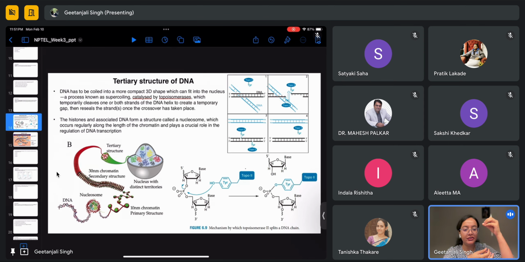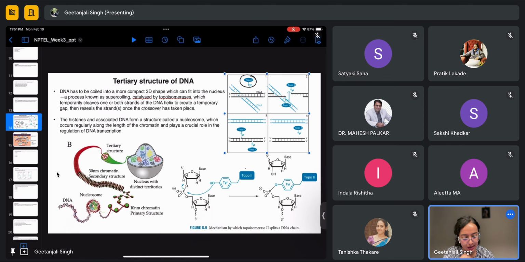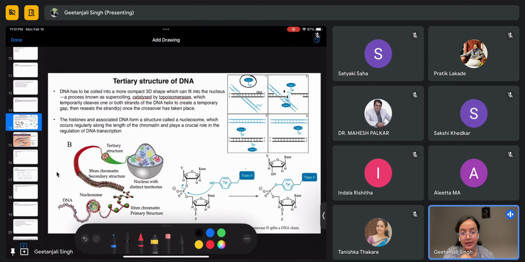As you can see here, topoisomerase 2 has a free tyrosine, and it comes and nicks the double stranded DNA. In this place as well as in this place, you can see it cleaves the strands of DNA at two different positions and gives it a certain flexibility to fold. Once it has come to both positions and folded, it leaves and reseals the DNA.